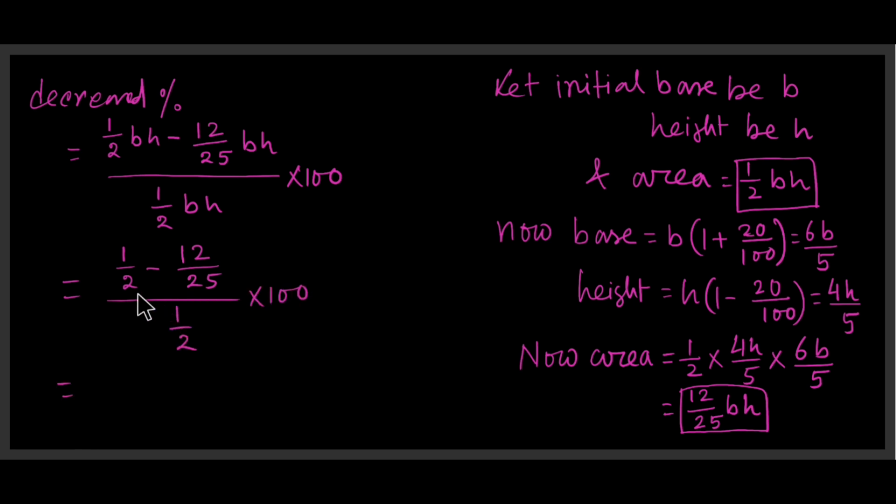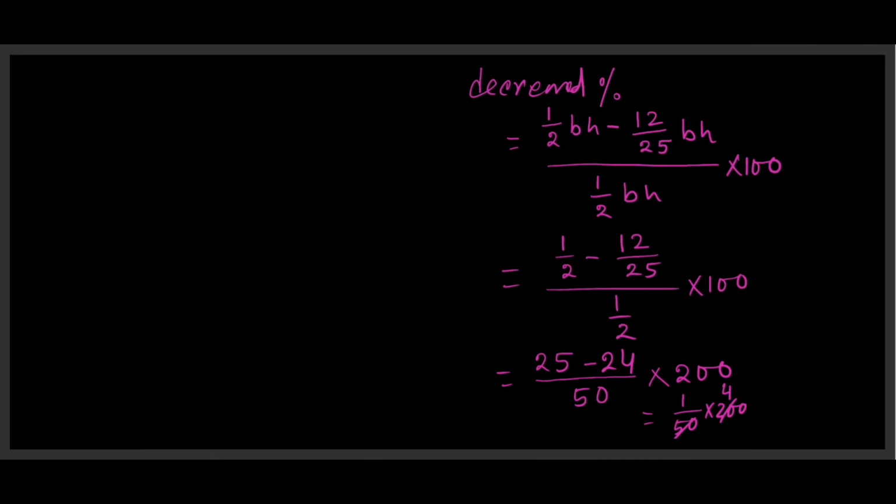And let's subtract this part. We get 50, 25, 24 into 200. So it is 1 by 50 into 200, and 50 4s are 200. So we get 4%, which is the decrease percentage. So it is our answer.